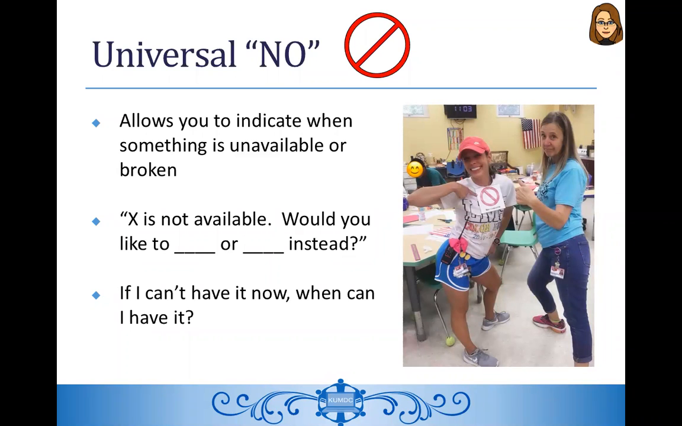And as you can see by the picture here, this is one of the teachers that we work closely with, in her para. And one of the students wanted her attention, and she was wearing the universal no at that time, so she was unavailable, and she had let the student know when she would be available. So then there wasn't that threat of being told no, so the student was able to refocus and go back to what they were doing without having a tantrum. So use that universal no.